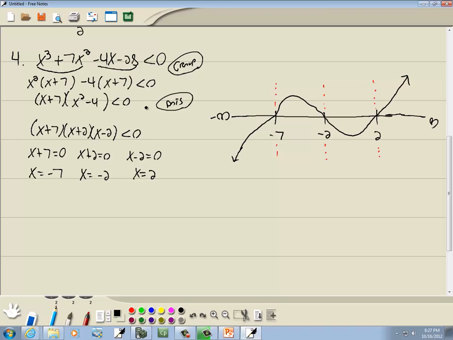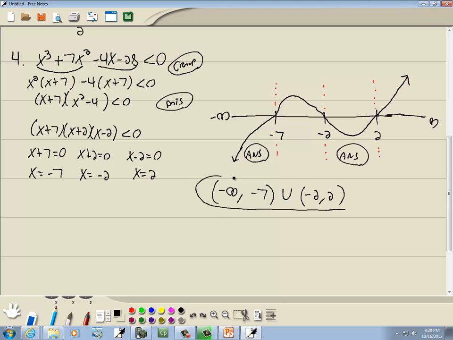Now our problem is a less than, which means our answer is below the x-axis, which is here, and it also is here. So we're going from negative infinity to negative 7, and then we're going from negative 2 to positive 2. Infinities always have parentheses on them. This one has a less than, which means these are also parentheses, and we put a union symbol in between them. And that's our answer.